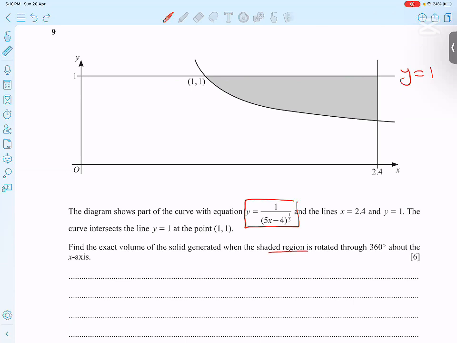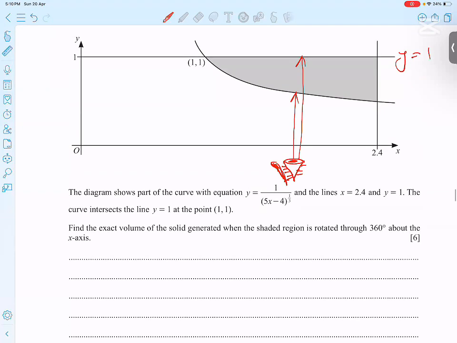And the shaded region is rotated about the x-axis. So if we keep our eye from this end, if you see from here like this, you can understand which part is closer to the x-axis and which is the farthest. So you can see the curve is close and the line is far away. So y equal to 1. So we will take the full part of the first one, and then minus the curve one.